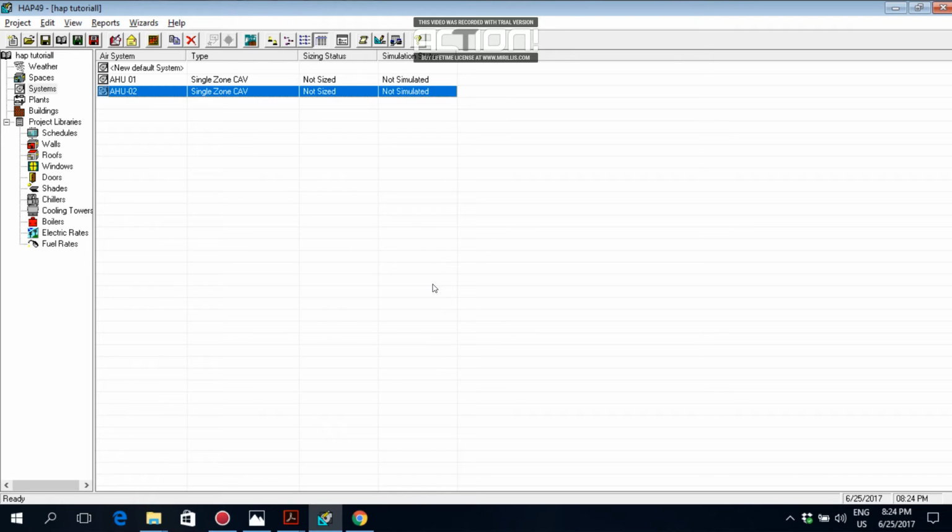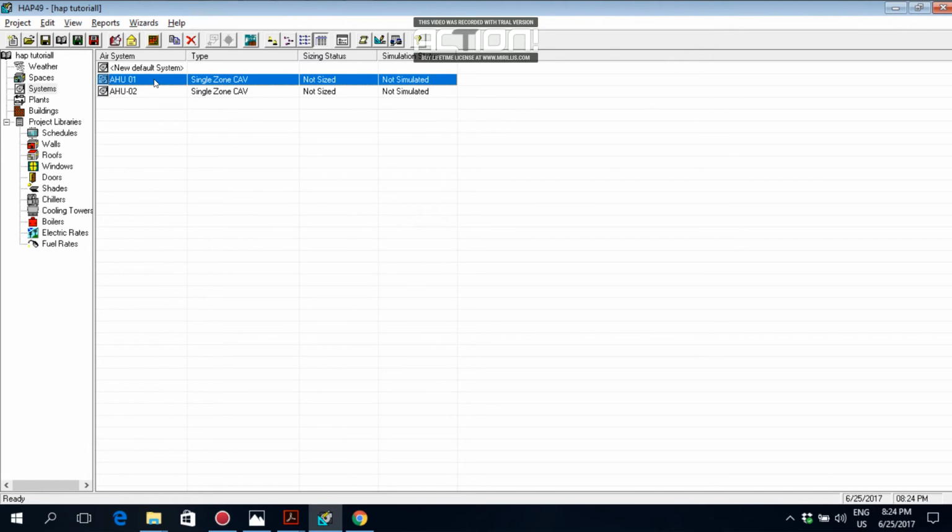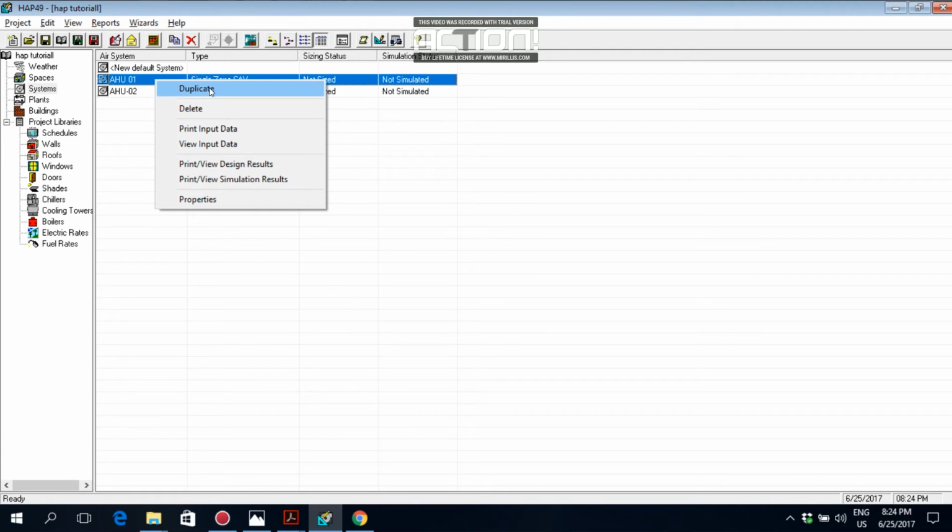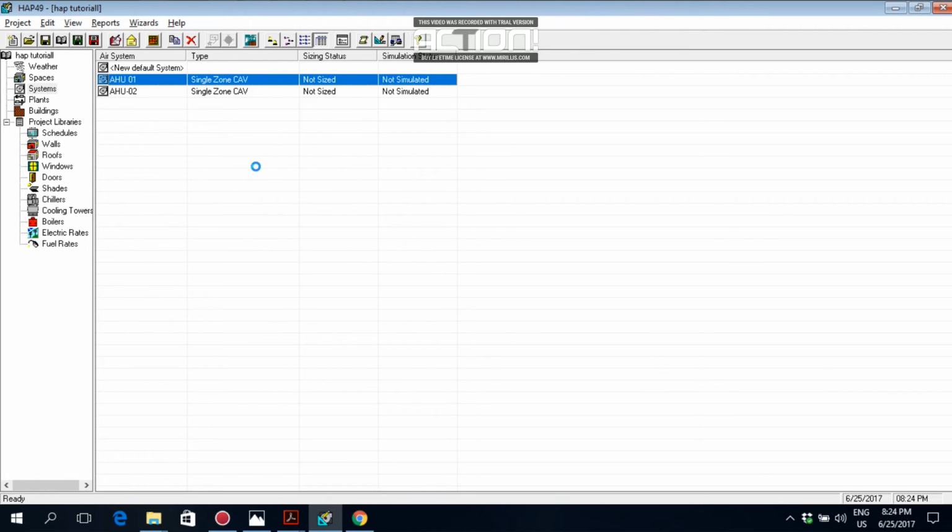Let's see the next part, how to generate the reports. If you want to see the reports, the final result of this calculation, once you create the system, just click on any one of the systems, right click, and there will be an option. Select the fifth option, print view design result, click on it, and wait. It is going to generate the information. It will take some seconds or some minutes.